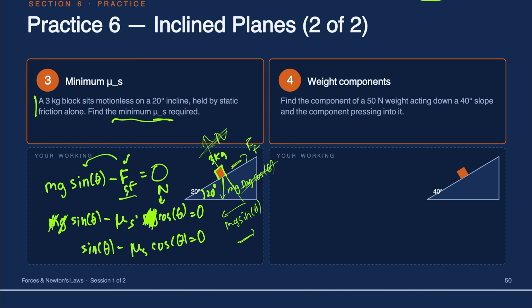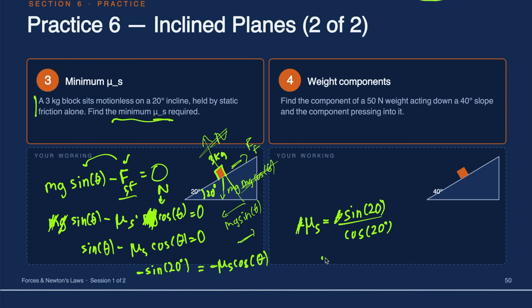So sine of 20 degrees, I can subtract that from both sides to make it negative, is equal to negative mu s cosine theta. And then I can divide both sides by cosine theta. Negative sine 20 divided by cosine 20. And since I have a negative here, I can just cancel that out. So I should get a coefficient of 0.36, and that's just a ratio, so it doesn't have units, okay?